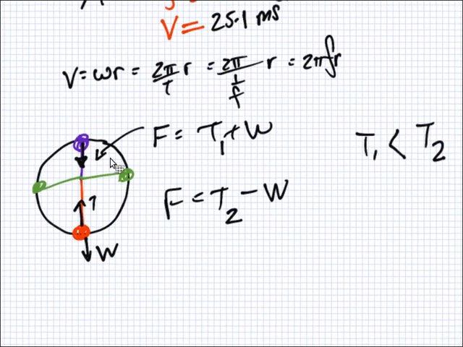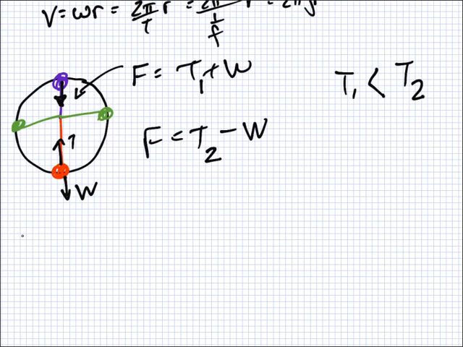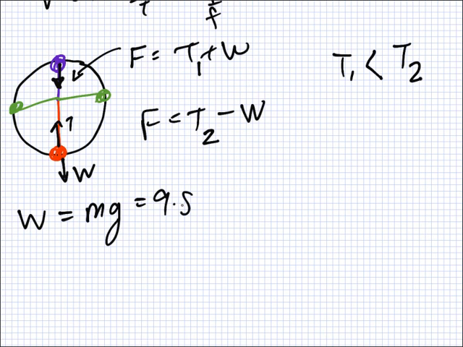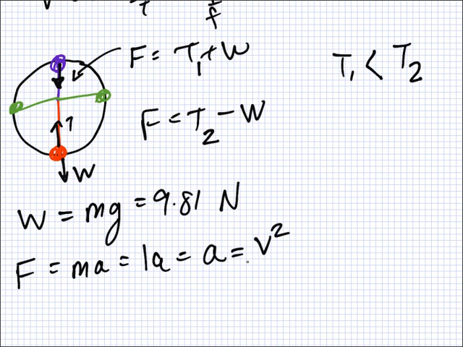So let's have a look here. I'm going to start by getting W. W equals mg. And what did I say the m was? 1. So what's the W? 9.81 newtons. Okay. F, let's get the F now. F equals ma, which equals 1a, which equals a. And we said a is v squared over r.